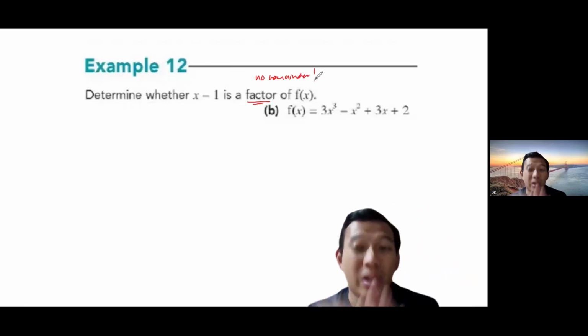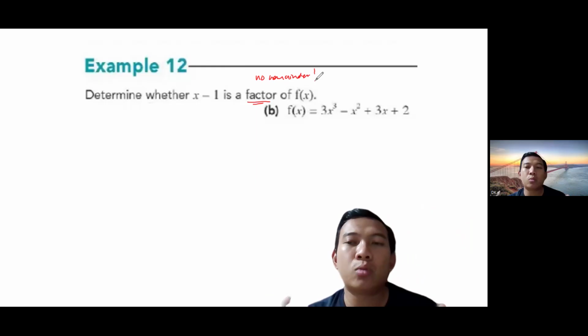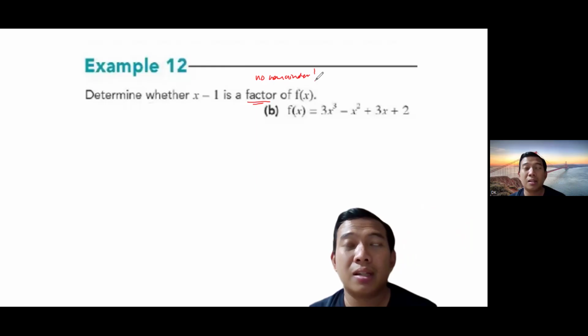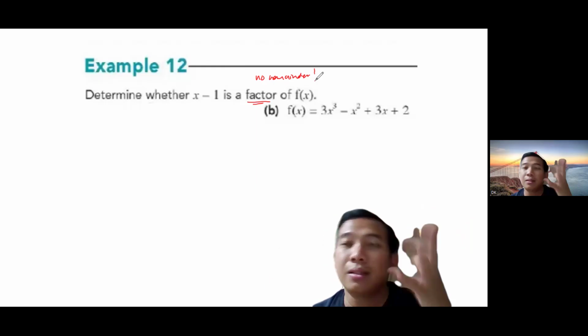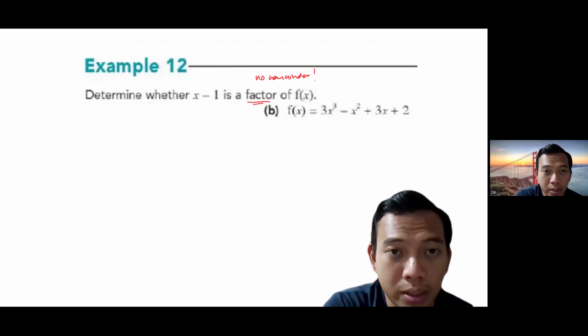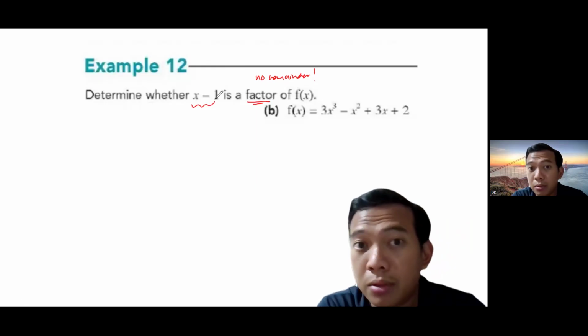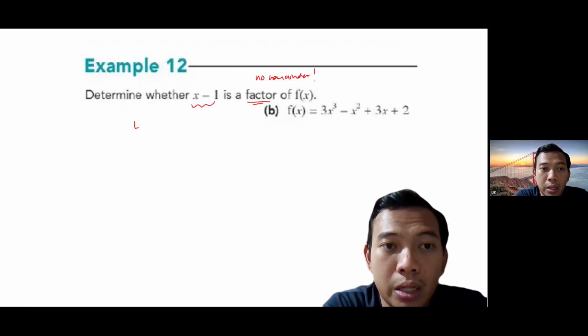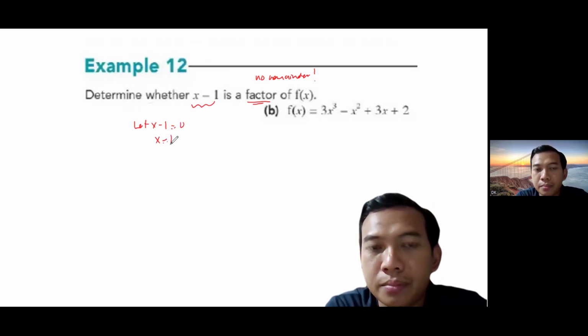So it means whatever you substitute inside equals 0. That's the main difference. The main difference is one has a remainder, and a factor has no remainder. But the working is still the same. For x minus 1, you have to divide by x minus 1. So let x minus 1 equal to 0, so x equals 1.